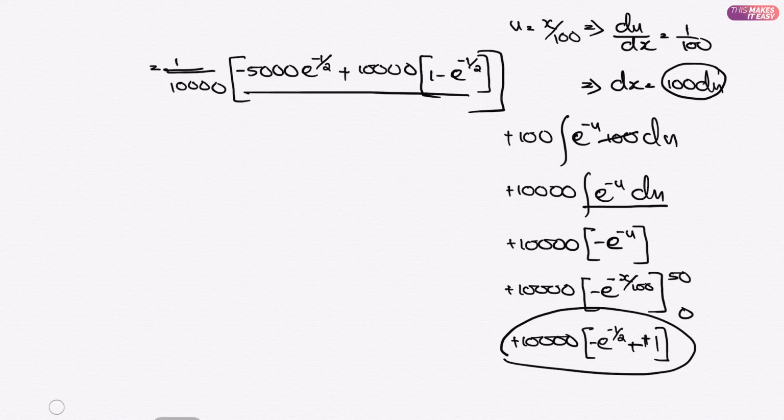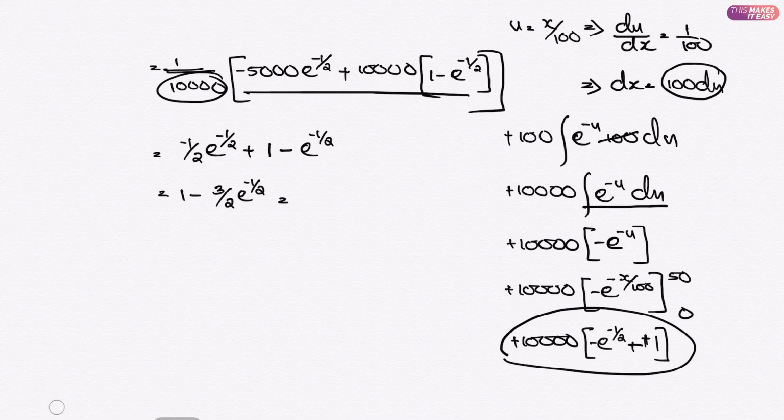So multiplying all this by this constant, we will get minus 1 by 2 e to the power minus 1 by 2 plus 1 minus e to the power minus 1 by 2. So this can be written as 1 minus 3 by 2 e to the power minus 1 by 2. This is equal to almost 0.09. So there is a 9% chance that the fuel system will completely fail before 50 hours.